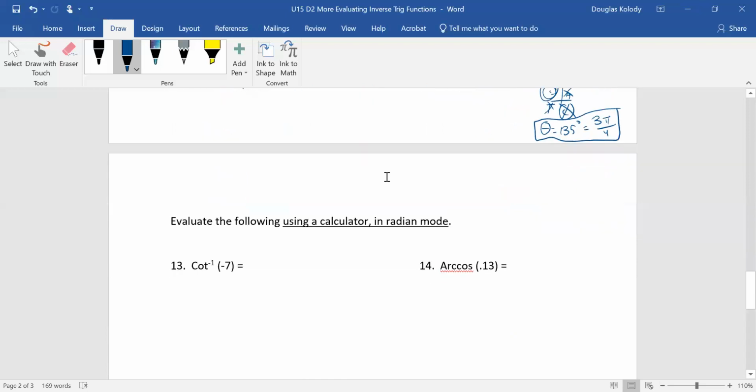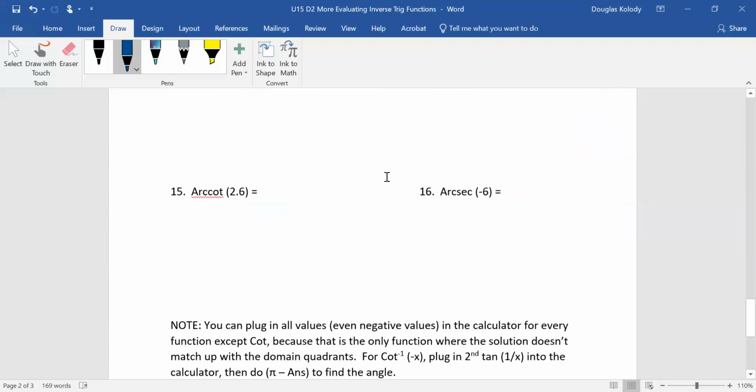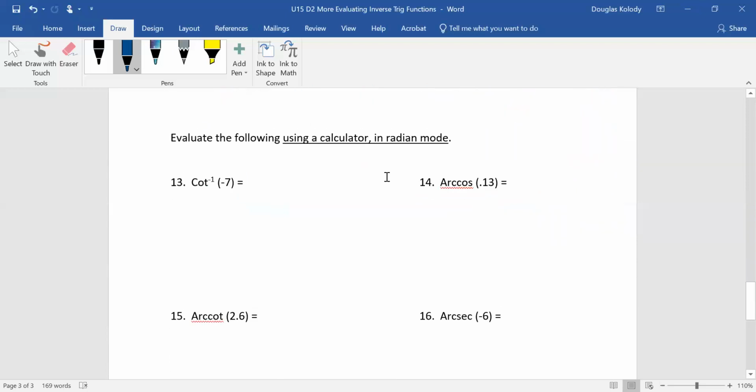All right, for the last 4 examples, I want you to get out your calculator. How do you find inverse trig functions on your calculator? You just type them in. I'm actually going to save 13 for last. So for number 14, I'm going to hit second, I'm going to hit cosine, then 0.13. And let me go into my calculator right now to do that.